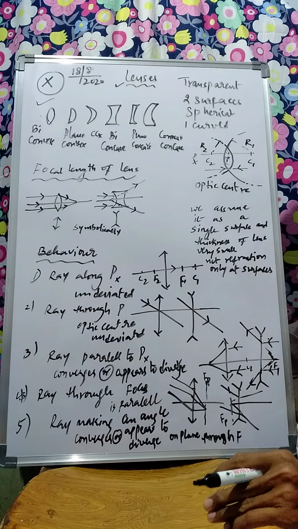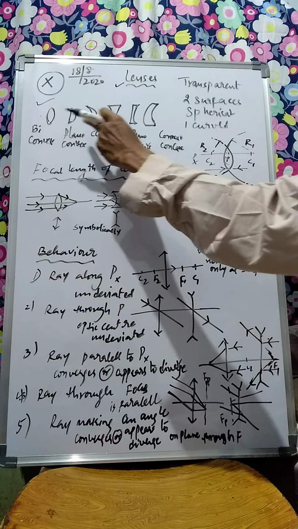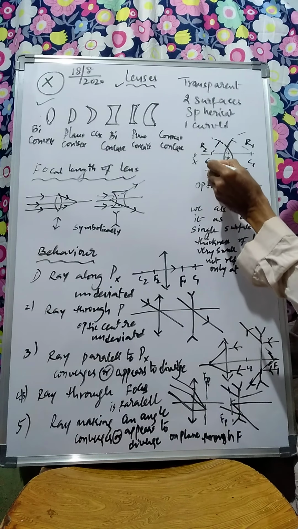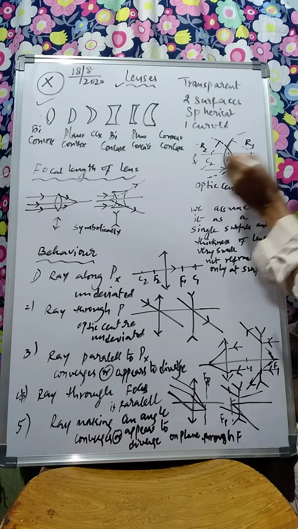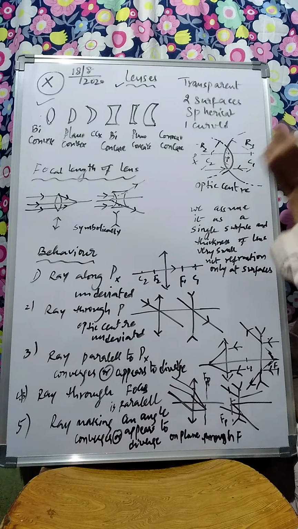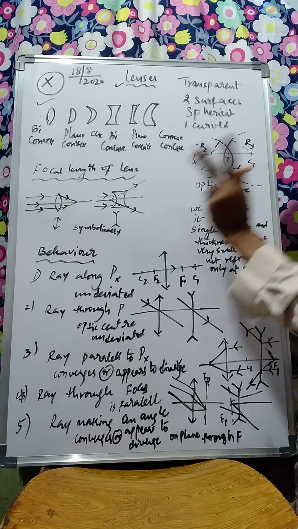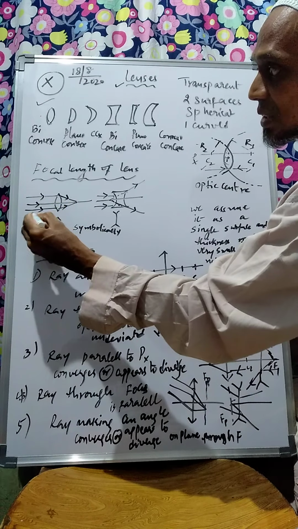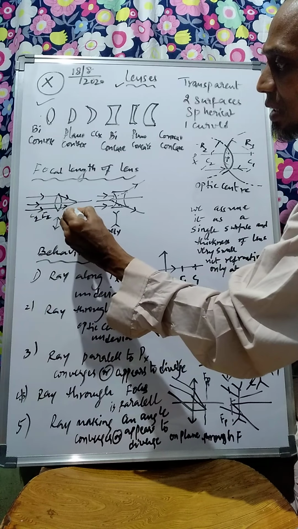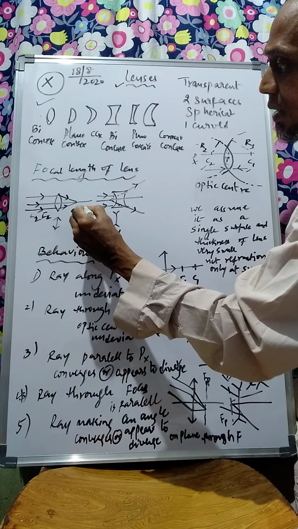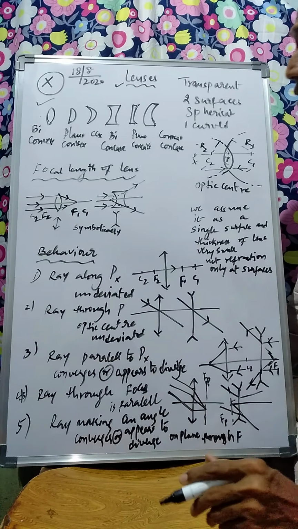Now, what is the focal length of a lens? From this we understand that a lens has two centers of curvature, two radii of curvature, one principal axis and one optic center. Center of curvature and radius of curvature, there are two of them. So on this side it is C1, F1, and on the other C2, F2. Now, the focal length of the lens.